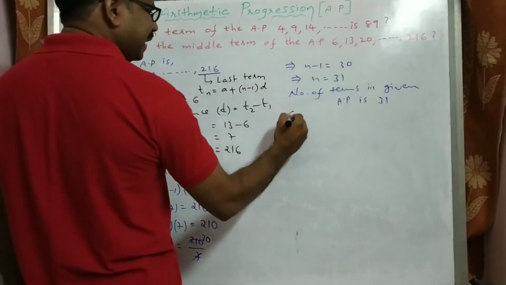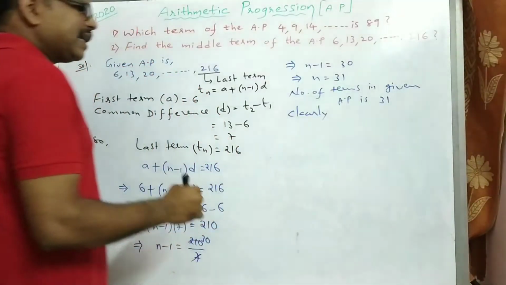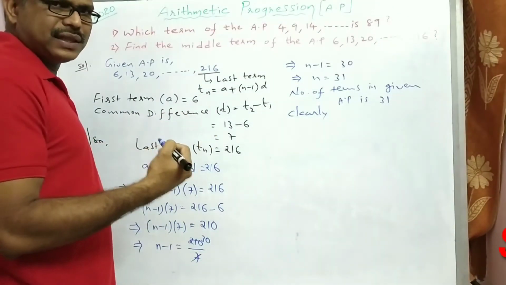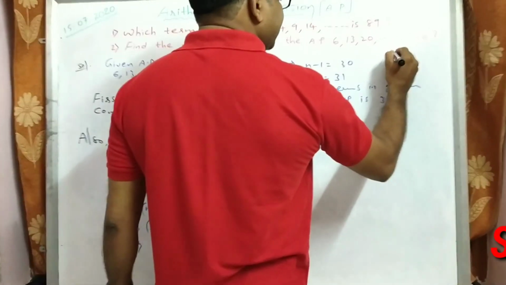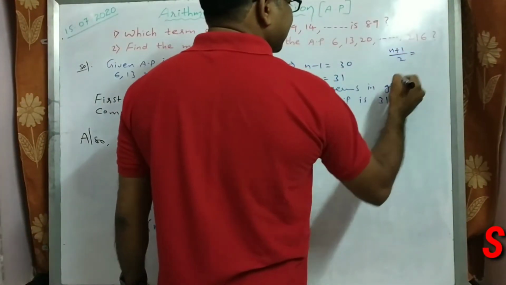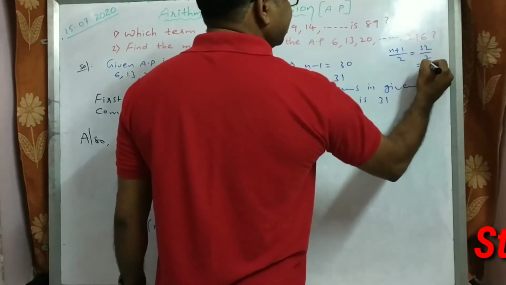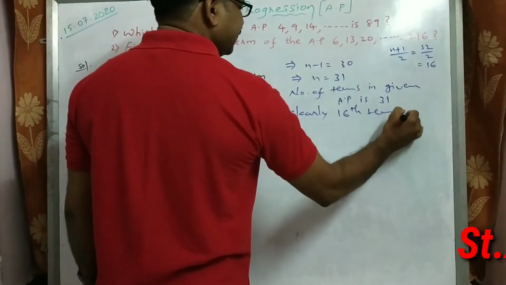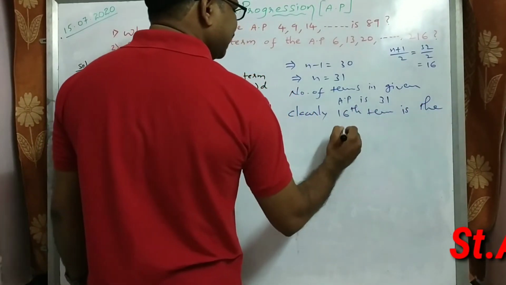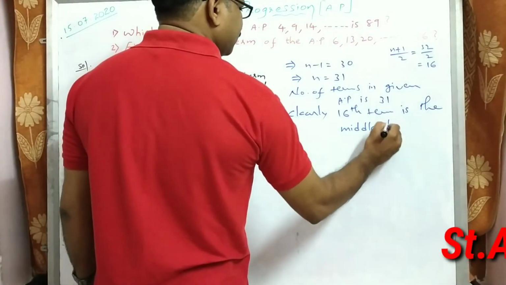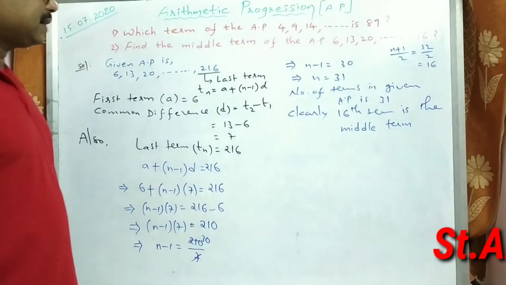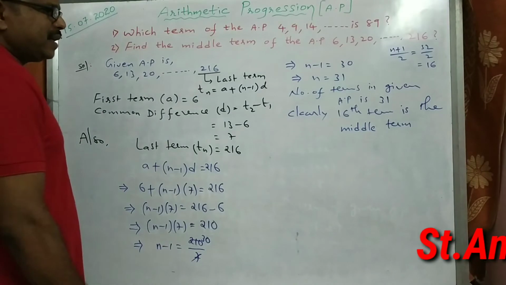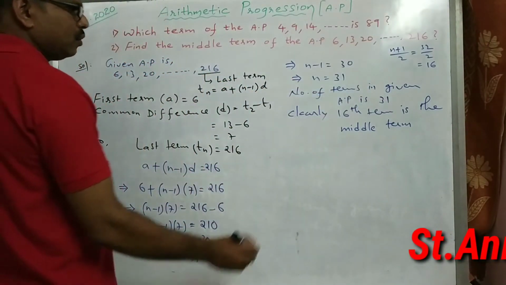The 16th term will be the middle term clearly. If there are 31 terms, what is the middle term? 31 plus 1 by 2, 32 by 2. Formula you can take: n plus 1 upon 2. So 31 plus 1, 32 by 2 means 16. So clearly the 16th term is the middle term. Is that clear? If there are 31 terms in the given AP, what would be the middle term? The 16th term is the middle term. Formula: n plus 1 upon 2. Okay?